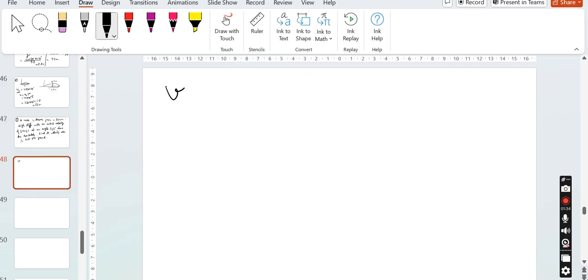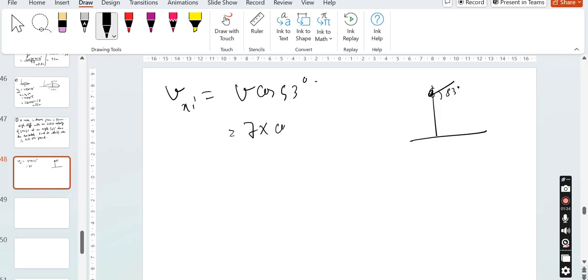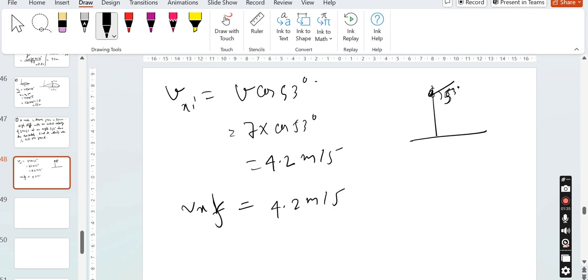So basically, a rock is thrown from the high cliff with the angle 53 degrees. So it has an x direction and y direction. In x direction, that is v cos 53 degrees, that is 7 into cos 53 degrees, that is 4.2 meter per second. And vxf will be the same because there is no acceleration in x direction.